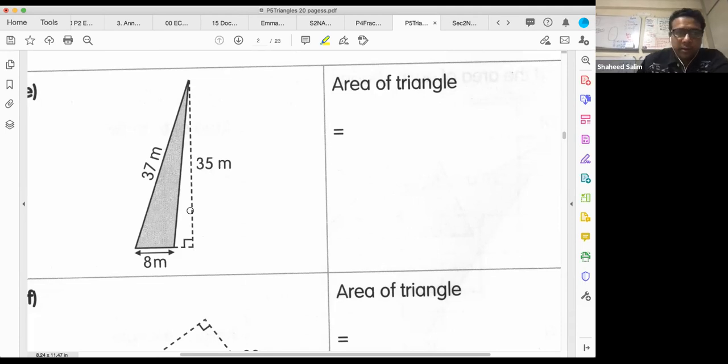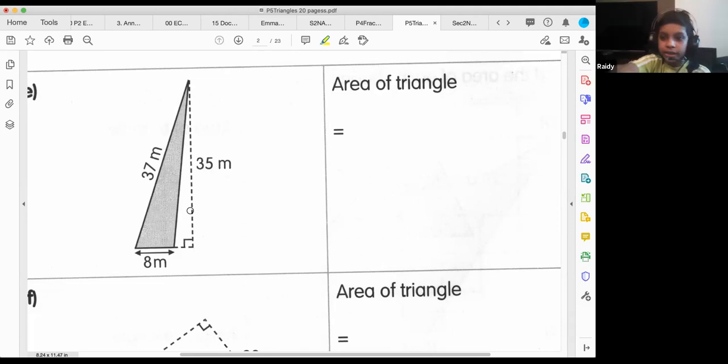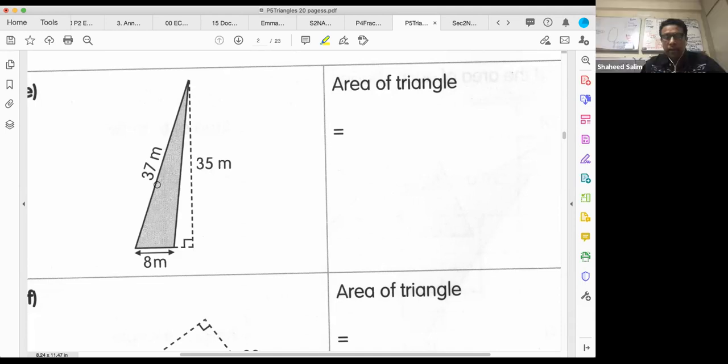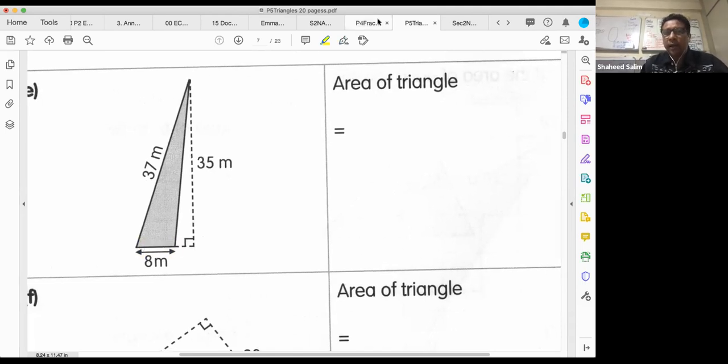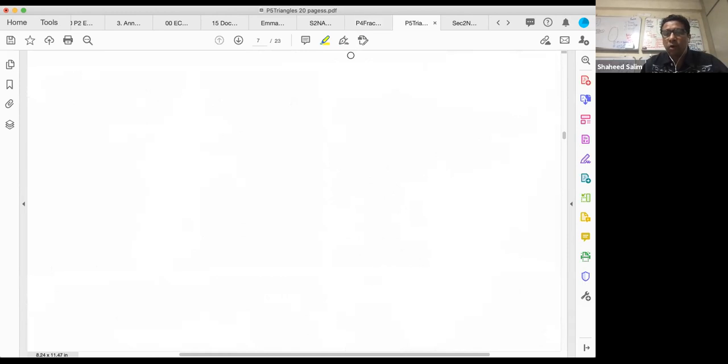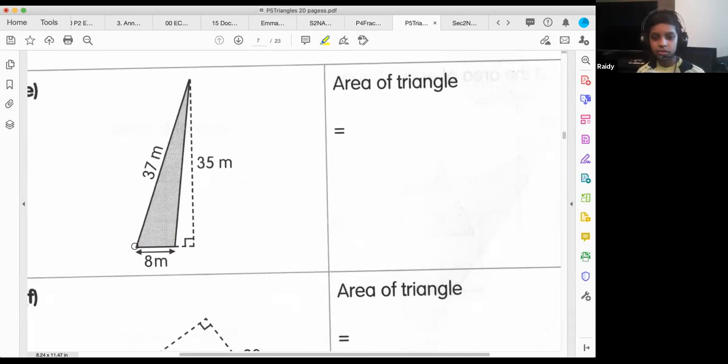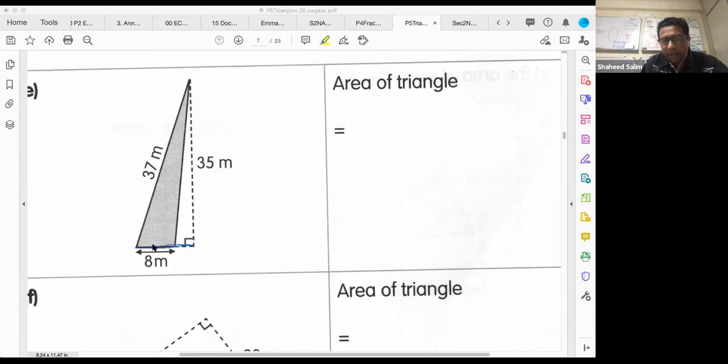Which two lines meet at 90 degrees? 8 and, wait, it's not 8. Then the below and 35. 8 isn't the full, but you take the 8, you're correct, because this line, if we draw right to the end, can you see this one and this one here? They meet at 90 degrees. So this one is out.